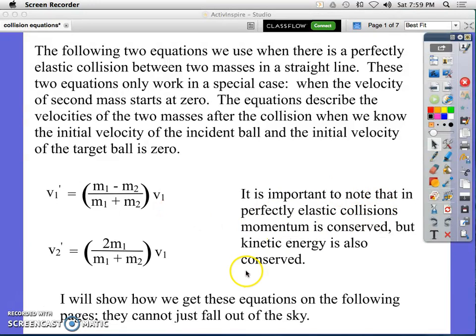Now, it is important to note, and this is what makes it possible to come up with these, that in perfectly elastic collisions, the momentum is conserved, but also kinetic energy is conserved. Basically, you set up two equations with a bunch of unknowns. I will show you how to get these equations on the following pages. I don't like it when the equations just fall out of the sky and say, here, use this when it just works. We have to be able to show and prove how we come up with it and why it works, and that's what I'm going to do here.